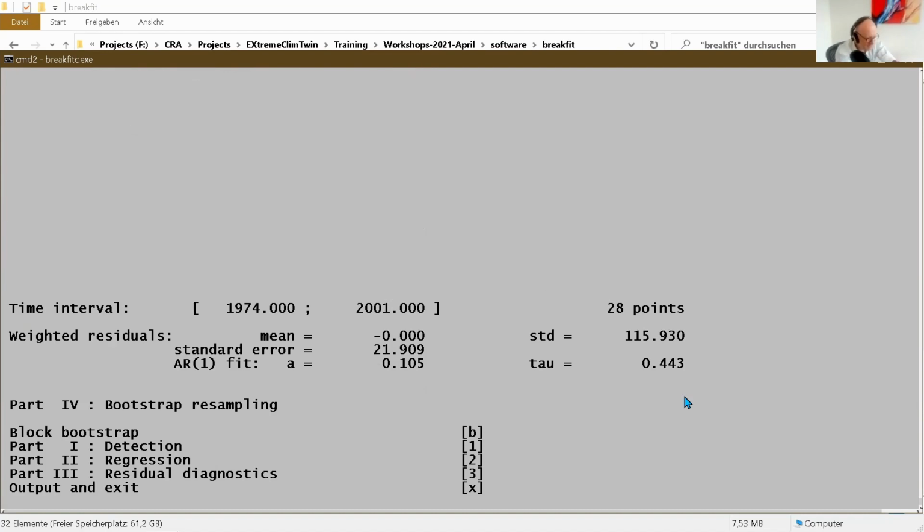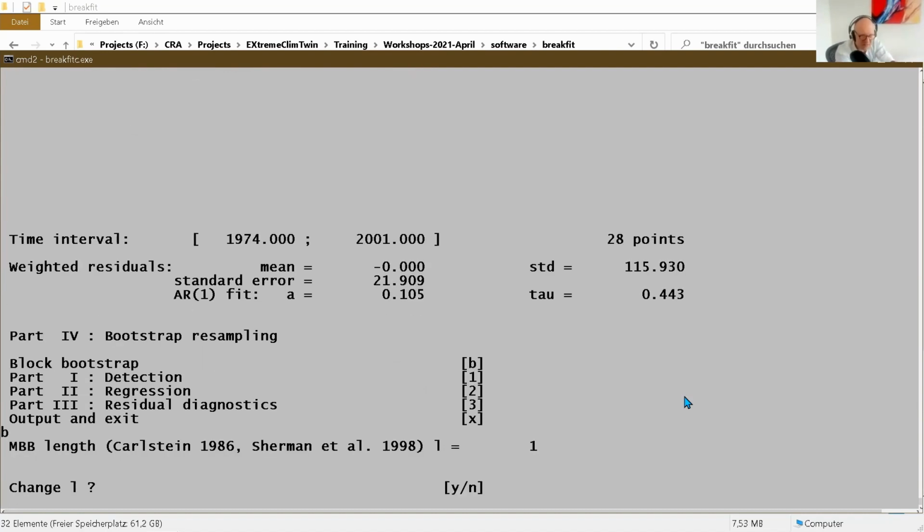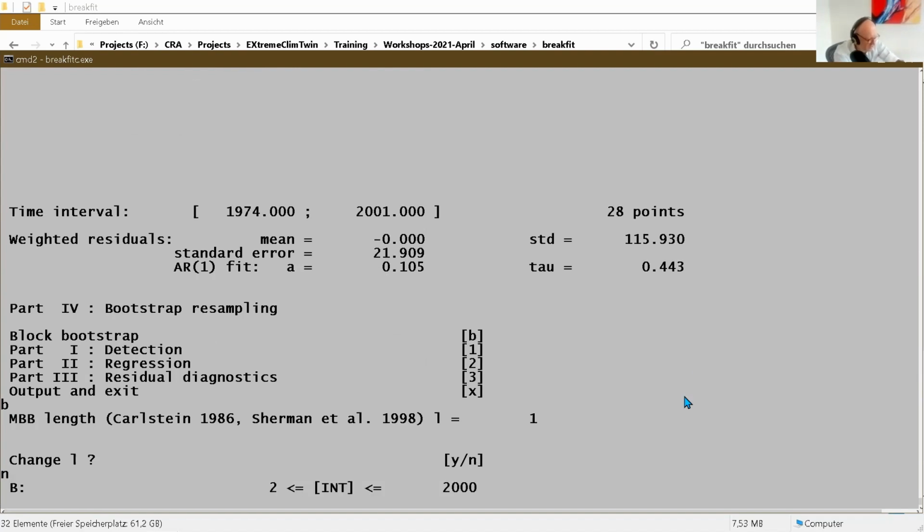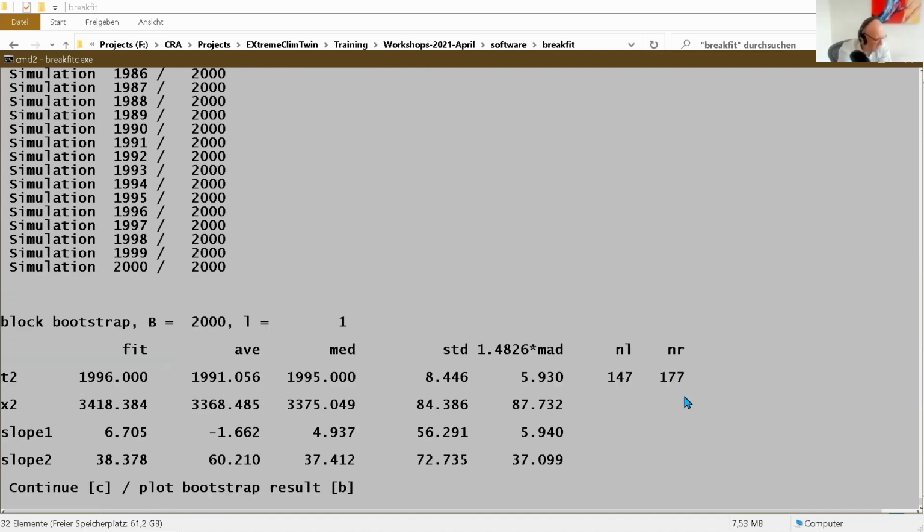Continue. And now we do the block bootstrap, B and enter. Don't change this, this is okay, 2000. And we are done. And now we see, as expected, this is a slope here, the later slope, very steep, 38 something. But you see that the uncertainties here are clearly larger. Maybe this one not so, but still one had to check this. But I'm pretty sure it would be way too dangerous to place any story on this ominous change point.